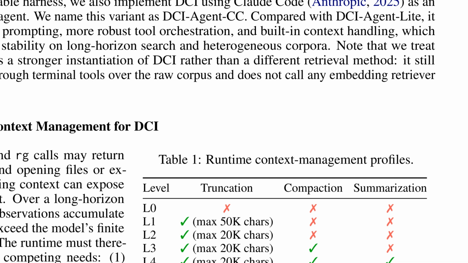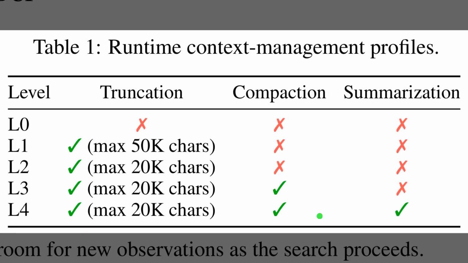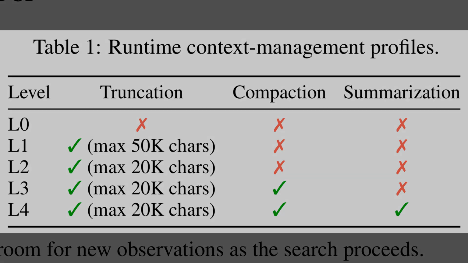Table 1 breaks down how these strategies are combined into 5 distinct testing profiles, ranging from level 0 to level 4. Level 0 uses no management at all. Levels 1 and 2 introduce truncation, which limits tool results to 50,000 and 20,000 characters, respectively. Level 3 then adds compaction to clear out older outputs. Finally, Level 4 deploys all 3 methods, bringing in model-generated summarization when memory limits are still pushed too far.